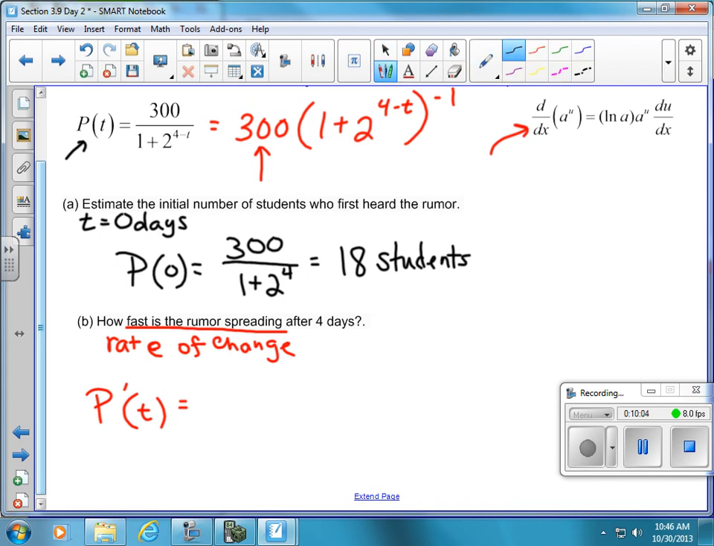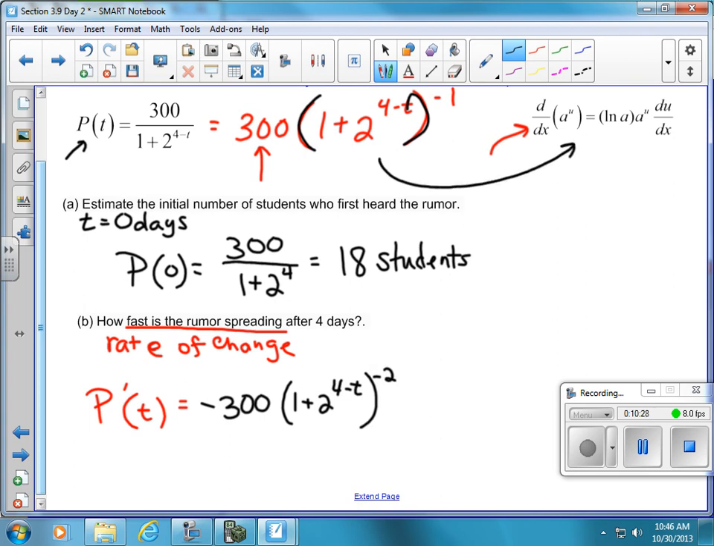Okay, so we have 300, and we're going to take the derivative of the outside. Our 300 is just going to be multiplied times everything. So if we take the derivative of the outside, we multiply times a -1, and then we subtract another 1, which means -2. And then we take the derivative of the inside. Okay, the derivative of the inside is where we're going to have to use this fancy formula. So, A equals 2, U equals 4 minus T, and U prime equals -1.